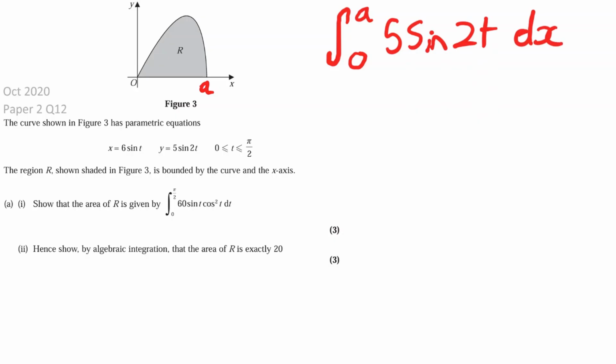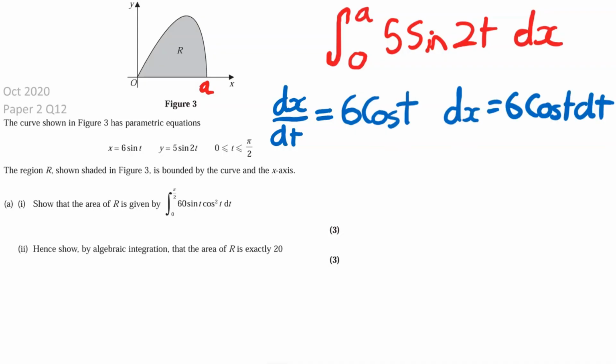Okay, so remember the two problems of this. Firstly, we need to replace this dx, and the way that we're going to do this is we're going to differentiate the x parametric equation. So dx over dt is equal to 6 cos t, because if you differentiate sin t, it's cos t. Then if you multiply both sides by dt, we get that dx is equal to 6 cos t dt. So we can sub out this dx here for this 6 cos t dt.